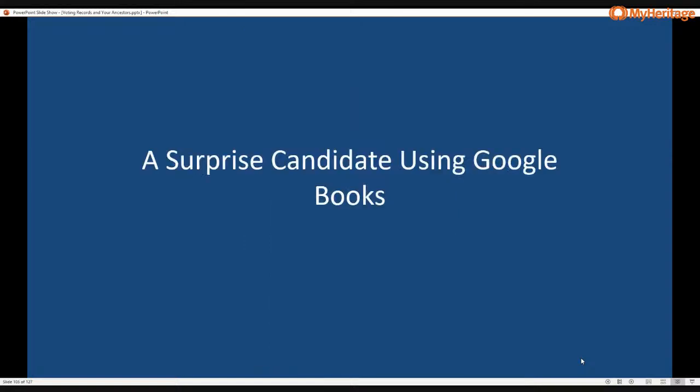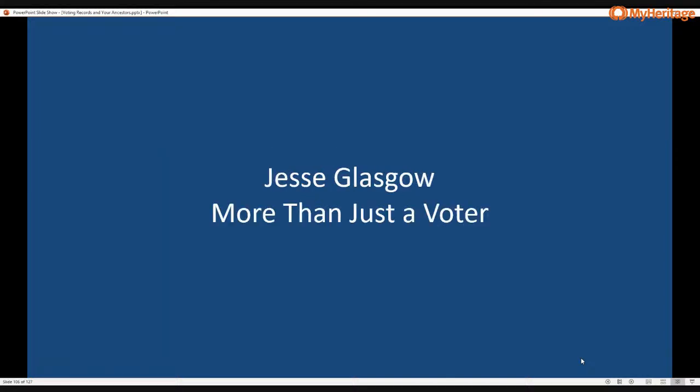So, a surprise candidate. This was a surprise candidate for me for my husband's ancestry. And I actually found it using Google Books. Now, I encourage genealogists to use Google Books. Go there, punch in your surnames, punch in your ancestors' names, look to see if you can find something. And so I do this periodically. And this one time I did this, I actually found information on my husband's third great grandfather. His name was Jesse Glasco. He was born in 1814 and he died in 1892.